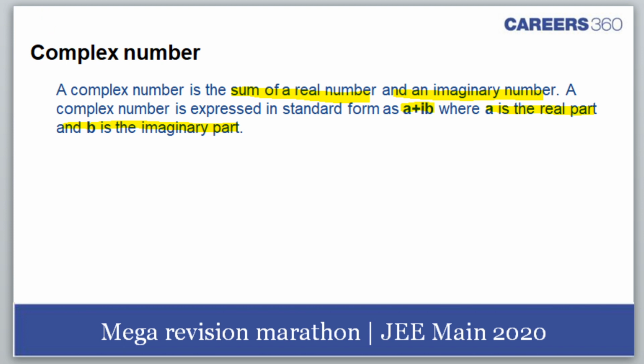So here we have two important concepts coming up. Number one, a complex number is represented by z, that is a plus iota b. So one thing we have to understand is z plus z conjugate. Conjugate I'll tell you a little later.